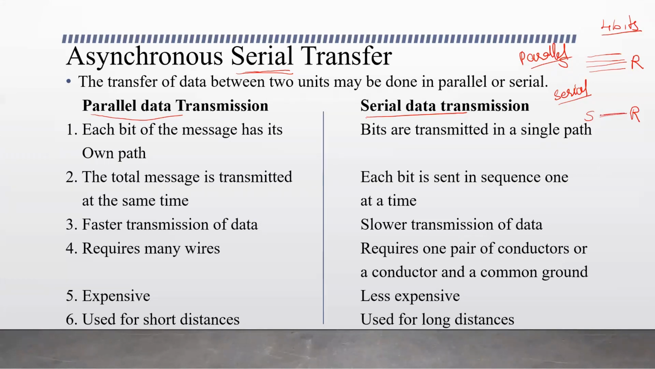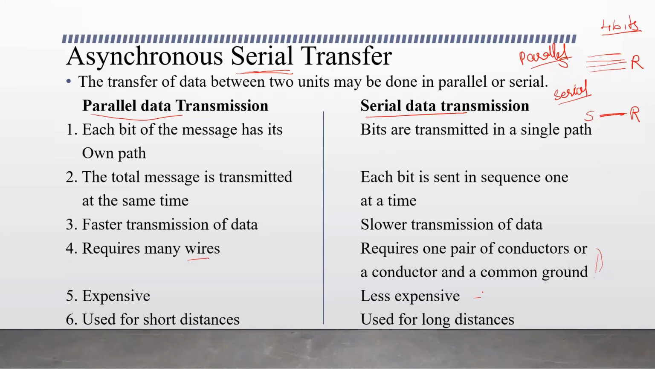So for this single path between the sender and the receiver, we need a pair of conductors or a conductor and a common ground. This is what is needed. A pair of conductors are enough, or a conductor with a common ground. But in parallel transmission, we need many wires because each bit takes its own path. And compared to parallel transmission, serial transmission is less expensive. So it can be used for long distances.